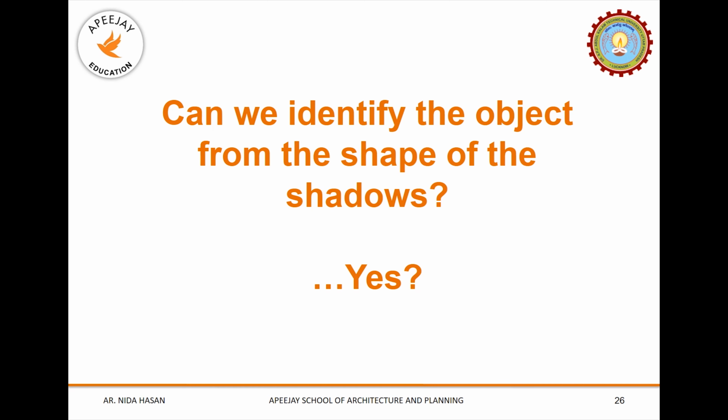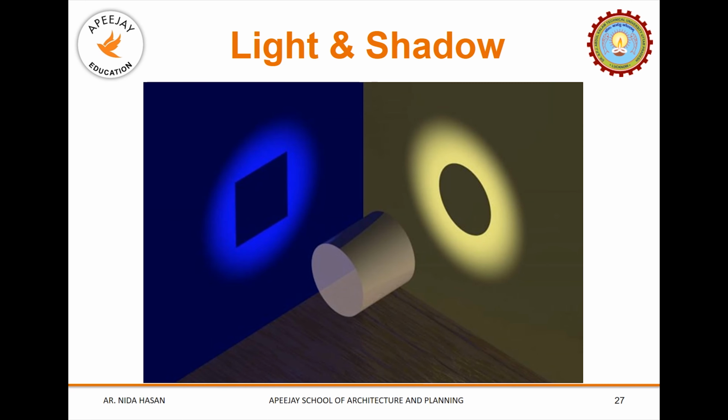Can we identify the object from the shape of the shadows? Do you think so? Yes? No. Sometimes a shadow can give information about a few objects, but we cannot surely identify the shape of the object from only its shadow. So here the object is a cylinder, but we can see its shadow in the form of a square and a circle.